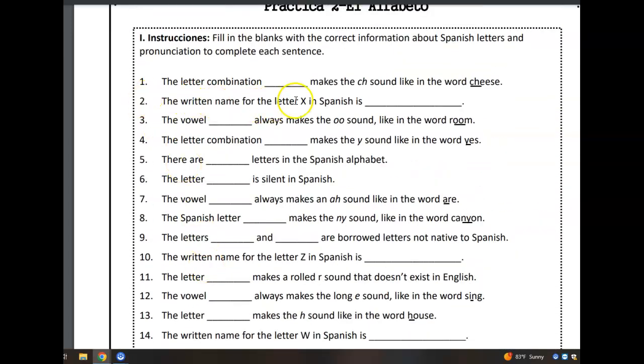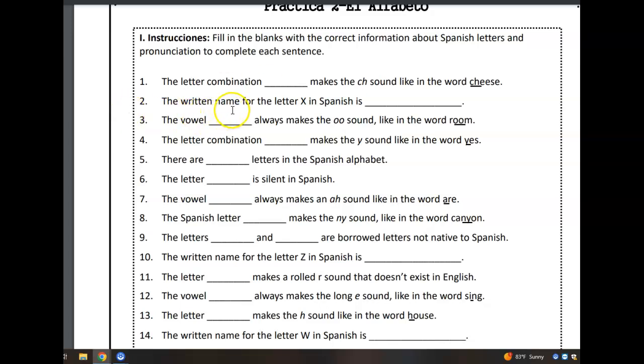Number 1, the letter combination CH. CH makes the ch sound like the word cheese. Correct answer for number 1, CH.